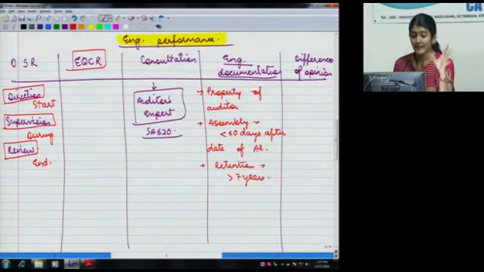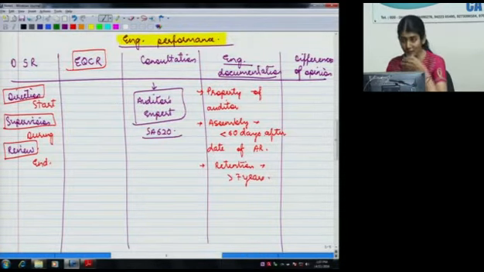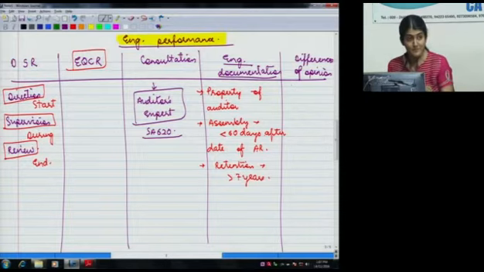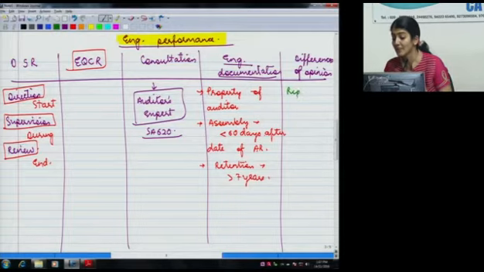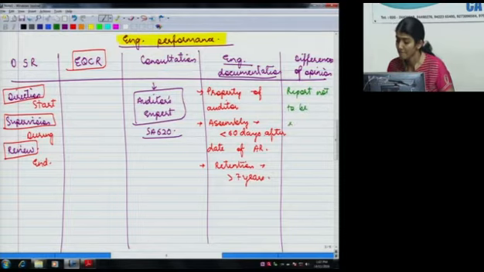The standard gives a one-line answer. What does it say? Differences of opinion within the members of the engagement team, outside the members of the engagement team: report not to be released till the matter is resolved. Matter finished. Report not to be released till the matter is resolved.